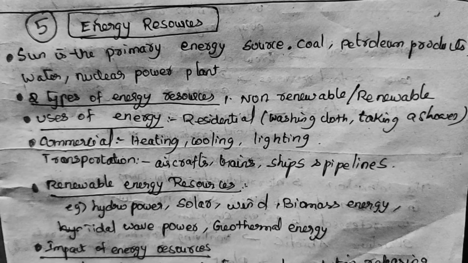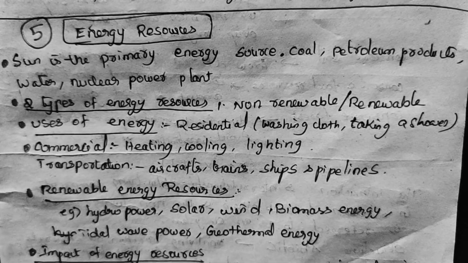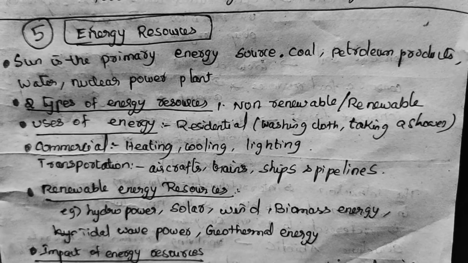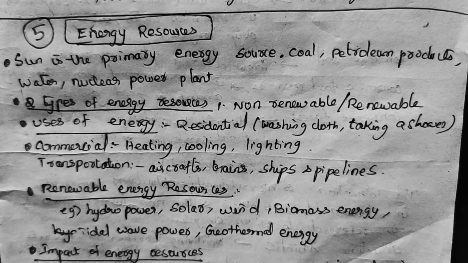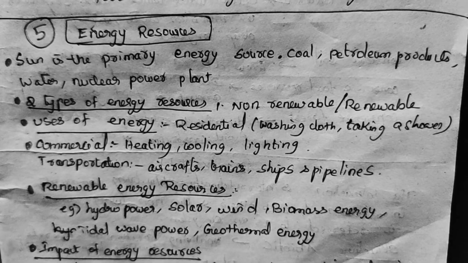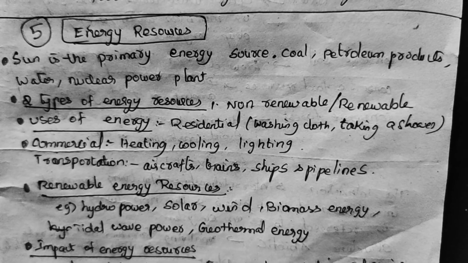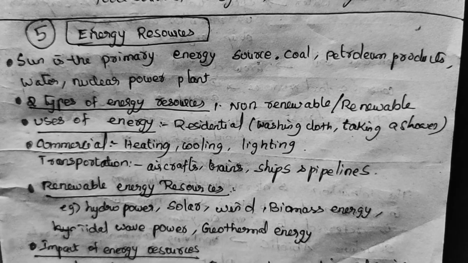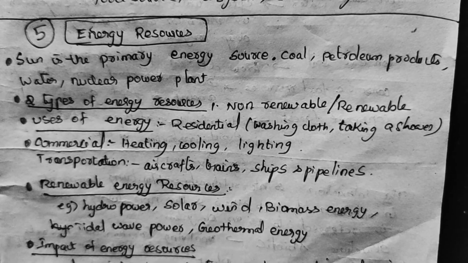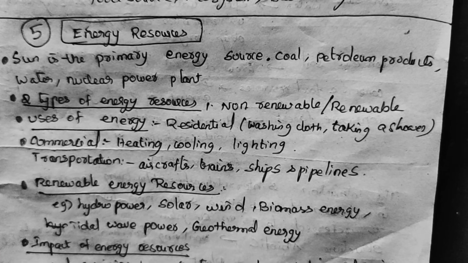So energy, where are you getting the energy? From the sun. So the sun is the primary energy source, and the others are coal, petroleum products, water, and nuclear power plants. These are all the energy resources. And then you have two types of energy resources. One is non-renewable and another one is renewable. So what are the uses of energy? Where are you using it? In residential, washing clothes and taking showers, and commercially we are using it for heating, cooling, lighting, and then transportation, used in aircraft, trains, ships, and pipelines.